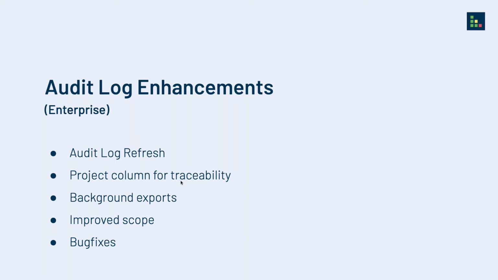So we added a capability to refresh the logs when viewing them on the actual logging tab. We added a project column to make traceability of audit events generally easier. We made it possible to schedule the exporting of audit logs as a background task rather than a foreground task. And we just generally improved the scope of the TestRail auditing to cover a number of other activities in TestRail that weren't covered off in the initial release. And we made a few bug fixes as well.